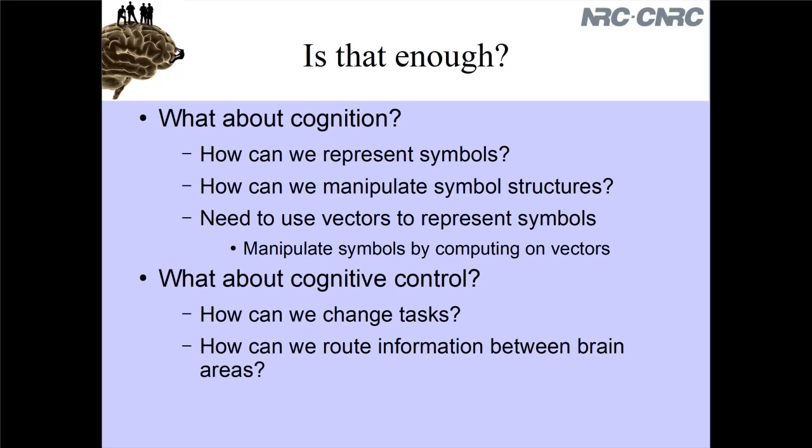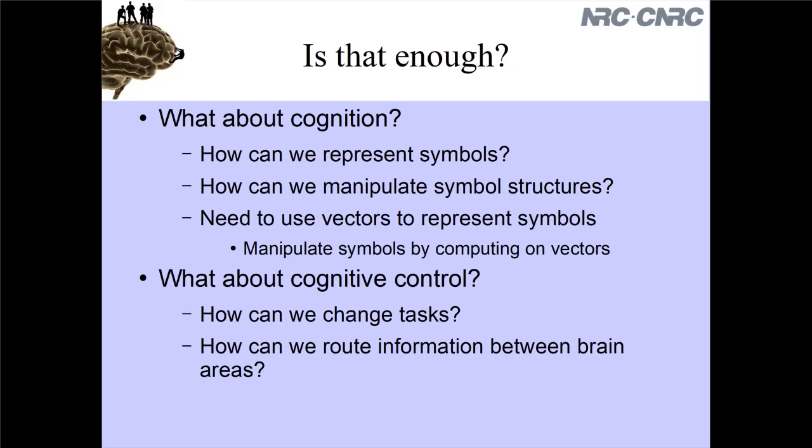So for instance, given what you've seen here, how in the world can you do something like language? How can you do something like cognition and symbolic reasoning and symbol structures? How are we going to take algorithms that are very symbolic like that, which are the foundation of a lot of psychology and cognitive science theories, and translate those into the components that I just showed? How are we going to use vectors to represent symbols and manipulate symbols by making computations on those vectors?